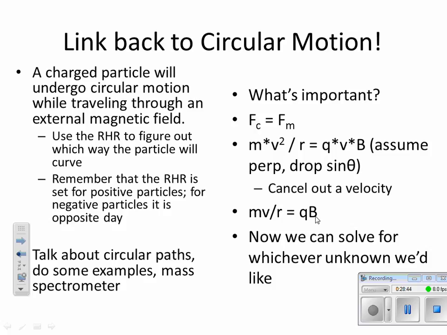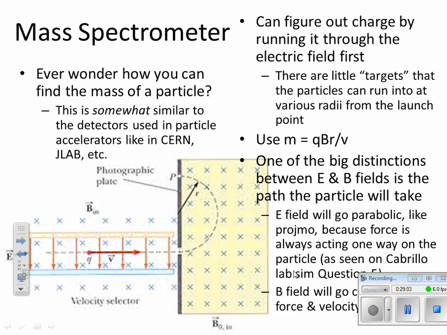Now, I'm not going to solve it in any more detail because it depends on what we're going to solve for. I can solve for the mass of the particle, or I can solve for the magnetic field through which it's traveling, or I can solve for where it's going to hit, or all sorts of different things. This is a really great application in terms of what's called a mass spectrometer.